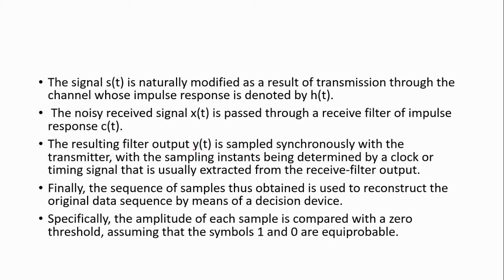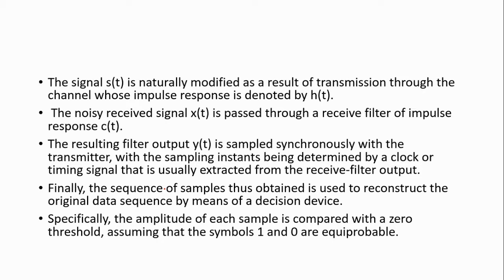And then the signal S of t is naturally modified by the channel noise. In this channel, the impulse response of the channel is represented as h of t, and the received signal x of t is passed through the receiver filter. The receiver filter impulse response is c of t, and the filter output y of t is sampled synchronously with the transmitter. The sampling instant is determined by the clock pulse or timing interval. The sequence of samples is obtained to reconstruct the original data by using the decision device.